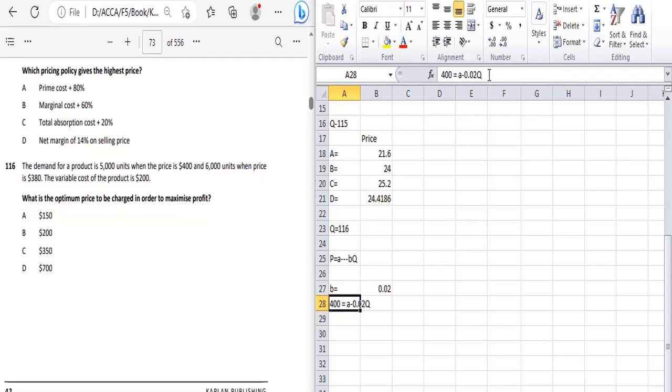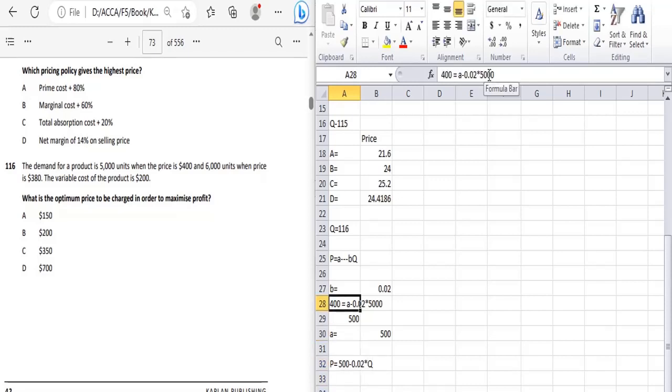The quantity is given in the question, 5000. So A equals 400 plus 0.02 into 5000, which is 500. So A equals 500. Fine, so now we have our price equation: P equals 500 minus 0.02 into Q. Q will be as it is.